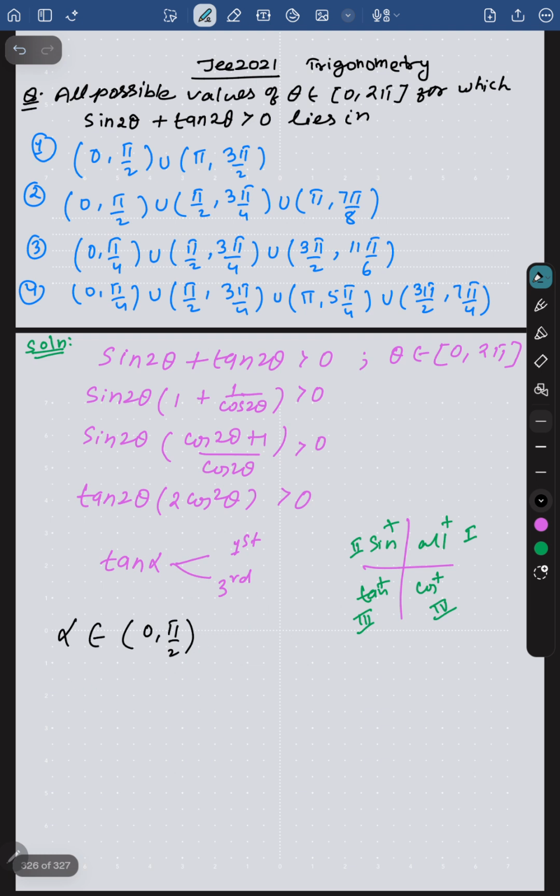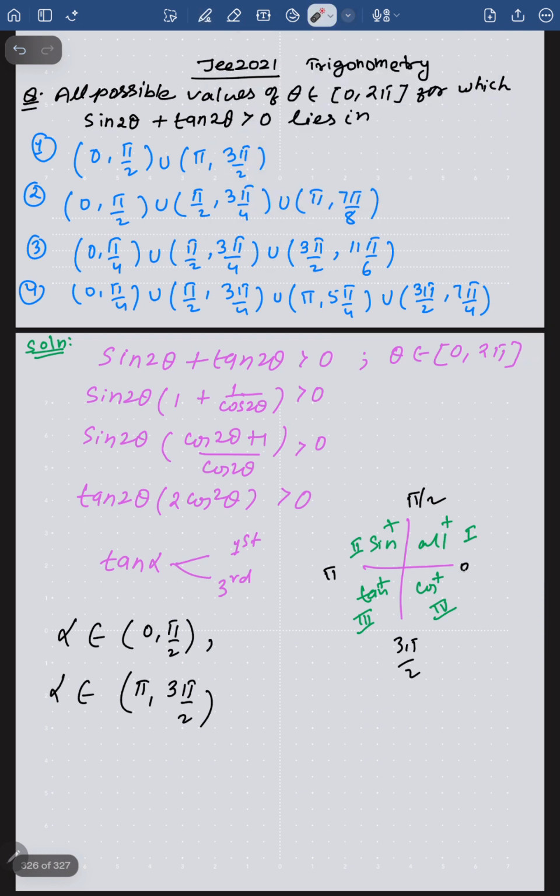Also, tan alpha will be positive when it is lying between pi and 3 pi by 2, isn't it? This is the point 0, this is pi by 2, this is pi, this is 3 pi by 2. Okay, so I have written this. One more thing: it is also positive if we take another round.